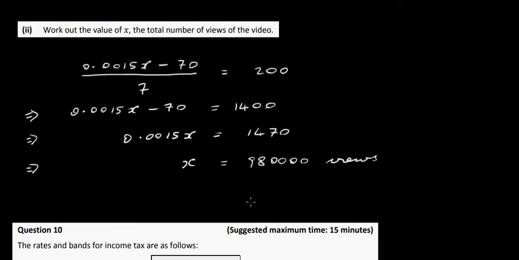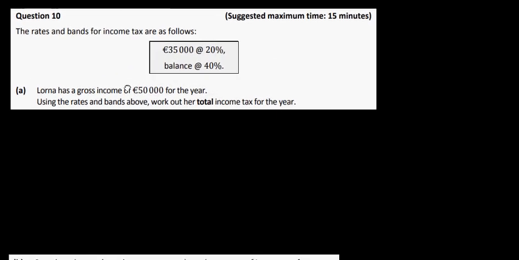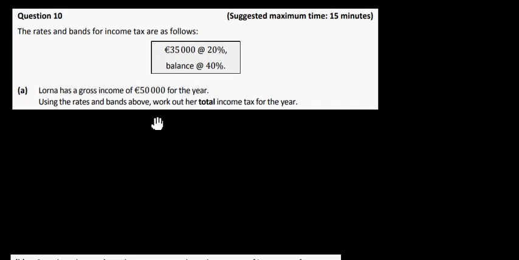Okay, so that's really it for question 9. Let's have a look at question 10. This is a financial maths and income tax kind of question. So we have the rates and bands for income tax as follows. For the first 35,000 euros that someone earns, they pay 20%. For the balance then they pay 40%. So Lorna has a gross income of 50,000 euros for the year. Using the rates and bands above, work out her total income tax for the year.